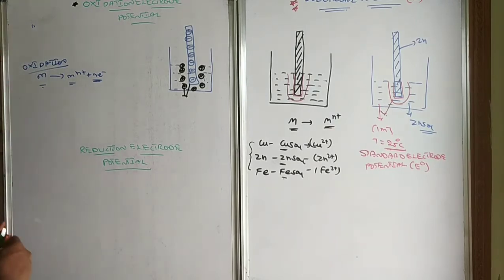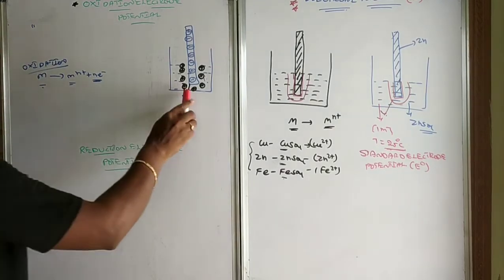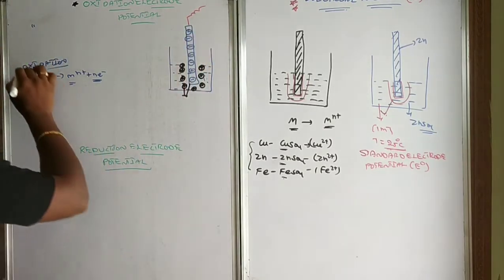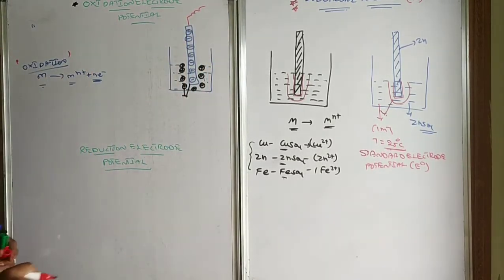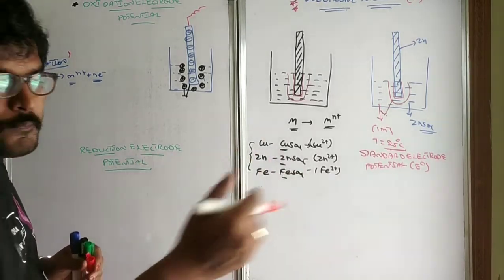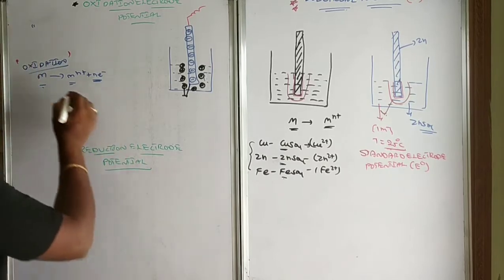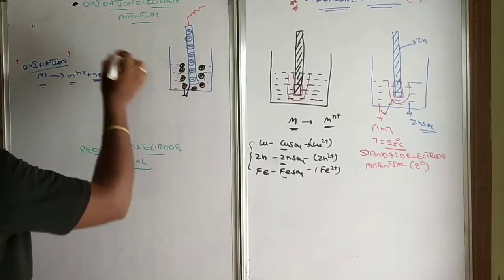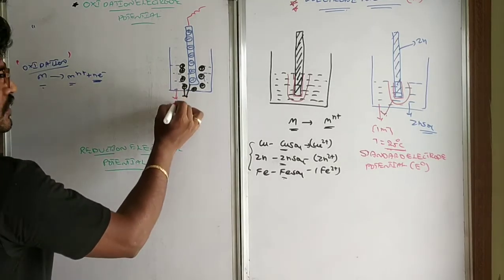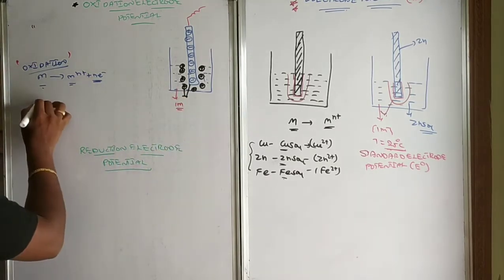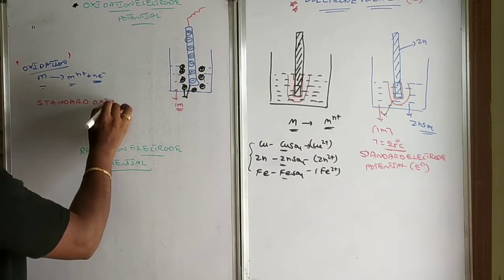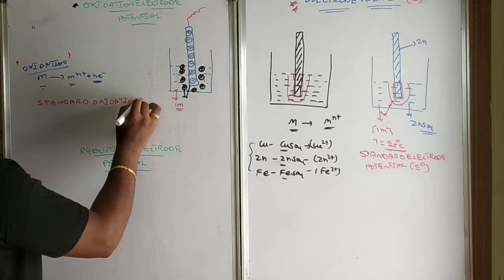In oxidation electrode potential, why will the electrode be negatively charged? If you take any electrode where oxidation takes place, especially in the electrochemical cell, that I will explain after this. At that time that potential difference is known as the oxidation electrode potential. If the concentration of the solution is 1 molar, then it is the standard oxidation potential.